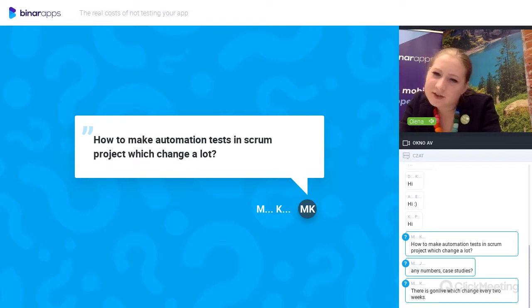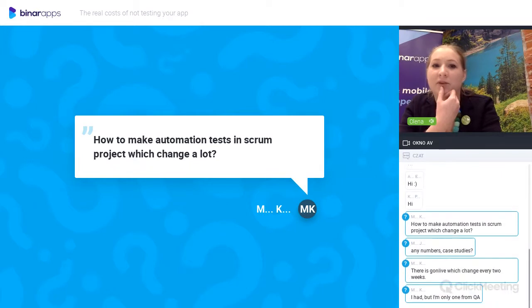There is a Go Live, which changes every 2 weeks. Michał, have you thought about having regression automated? I mean, the regression, for example, that you may use on production and grind through. I'm not sure if you would need automation. It depends on how much time you want to spend on automating the scripts, right? So you need to be really mindful about it.